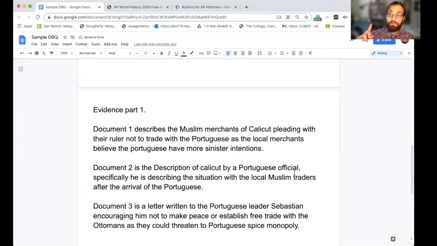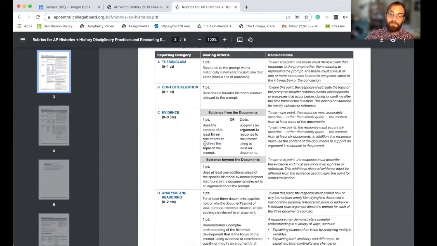Three documents have been described that address the topic of the prompt, which is Portuguese trade in the Indian Ocean, which we've done all three of. Now, let's go down here to the evidence beyond the document. It uses at least one additional piece of specific evidence beyond what is found in the documents relevant to an argument about the prompt. So this must be a piece of evidence not found in the documents, and it must support the thesis. It can't be anything we've mentioned in contextualization. So Latin sails are out and diasporic communities would be out.